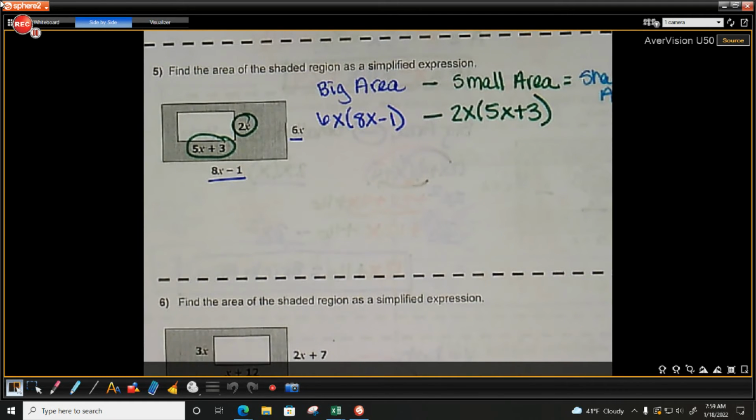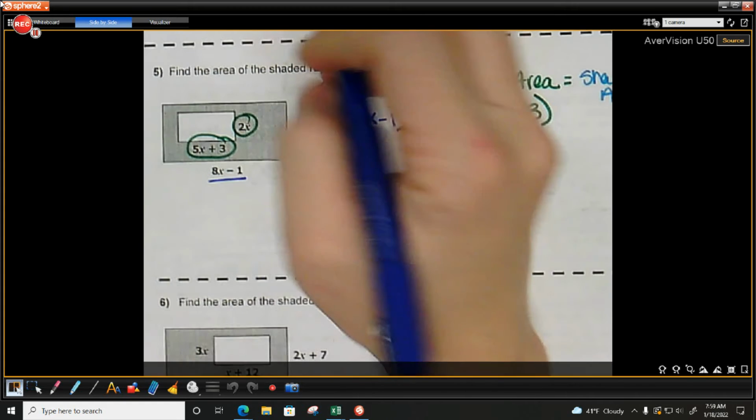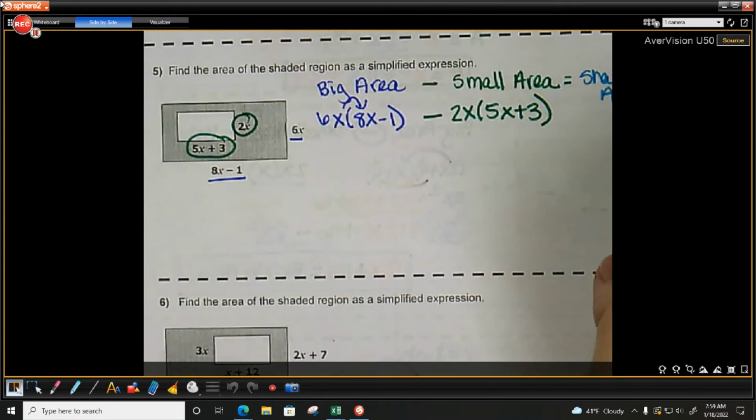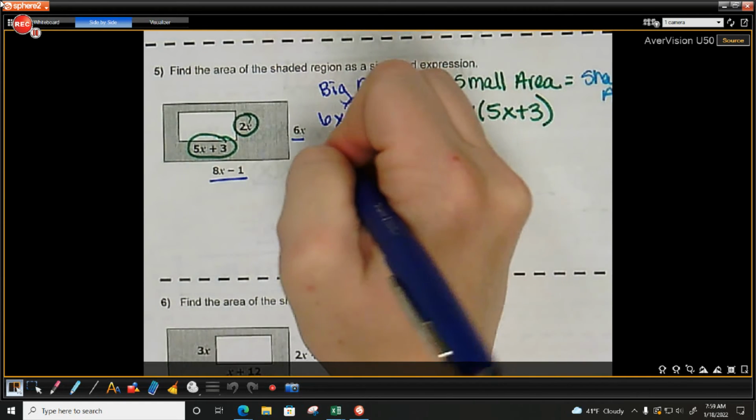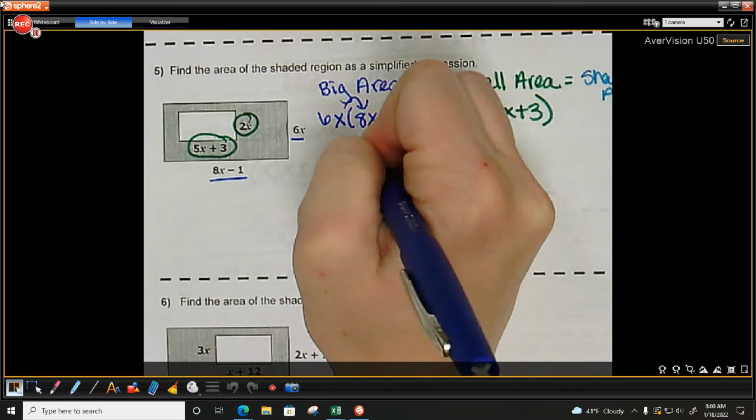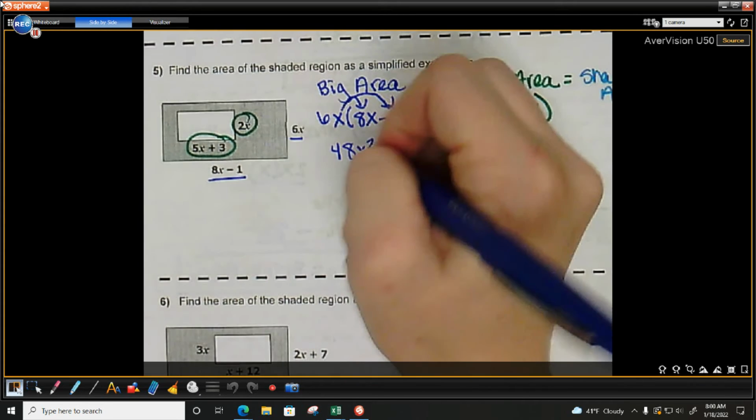Okay. So, before we can combine like terms, we need to get rid of the parentheses. We need to distribute. So what's 6x times 8x? 48x squared. What's 6x times negative 1? Negative 6x.